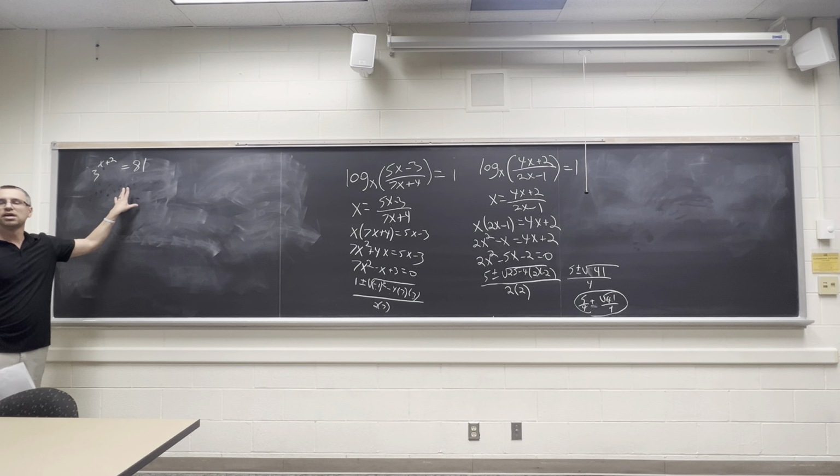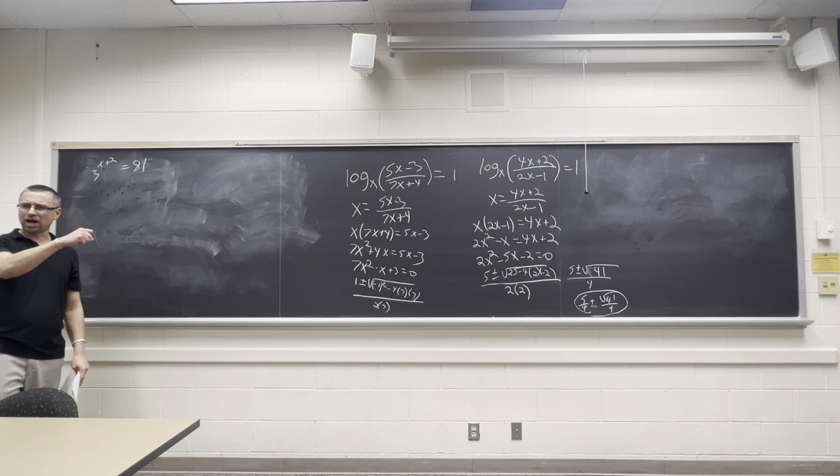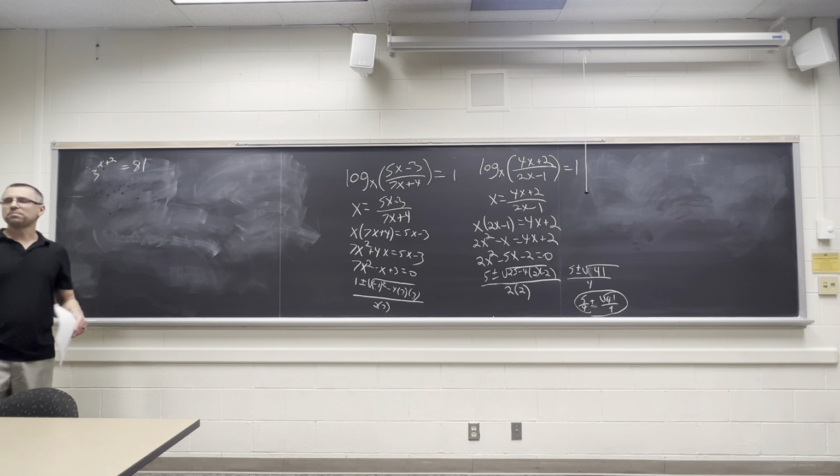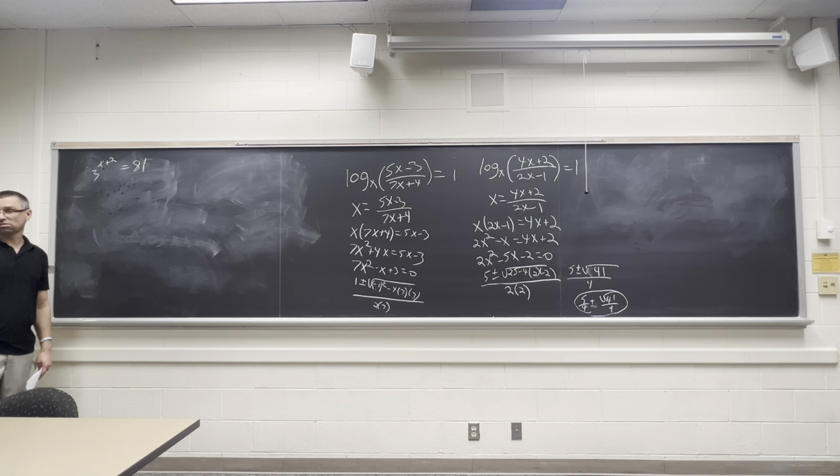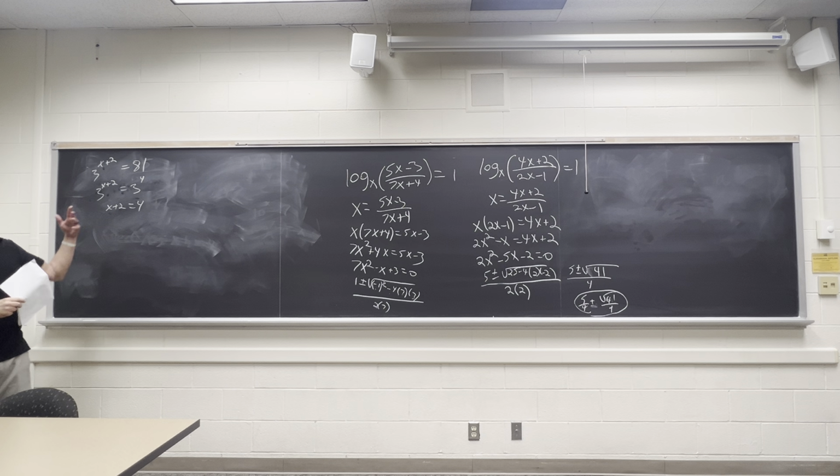When you write it as 3 to a power equals 3 to a power, then if you have 3 to some exponent equals 3 to some exponent, those exponents have to be equal. So you write 3 to the x plus 2 equals 3 to the 4th, and that means x plus 2 has to equal 4. Solve that. x equals 2. Easy, right?